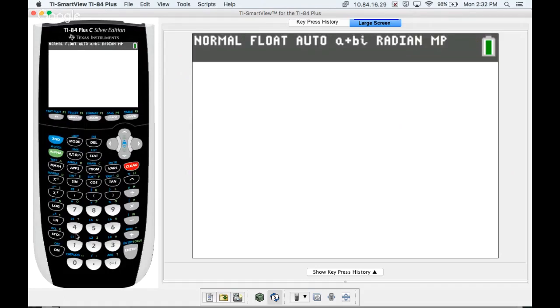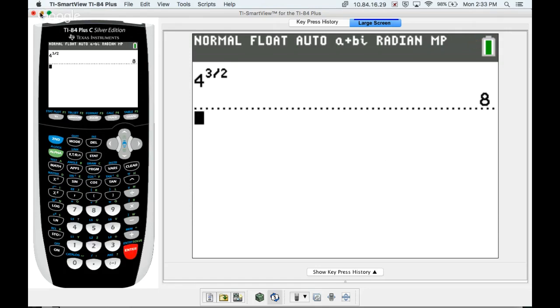4 to the 3/2. So I do 4, this caret button, and then in these calculators, if I keep typing, it all stays up in the exponent position. Otherwise, I might want to put a set of parentheses around that to make sure that it's all in the exponent. And we get the answer 8.